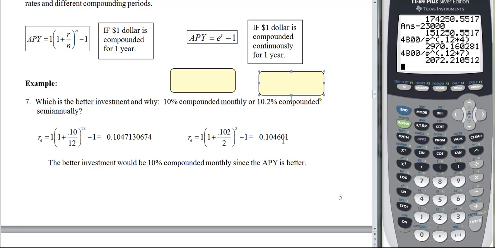Now if you compare the two, you have to go all the way to the 4th decimal position to see which one is better. And this one over here would be my better investment because the APY is better. I'm going to delete these. Oh, now it's not jumping. Lovely. Okay, that's it for this one. Thank you.